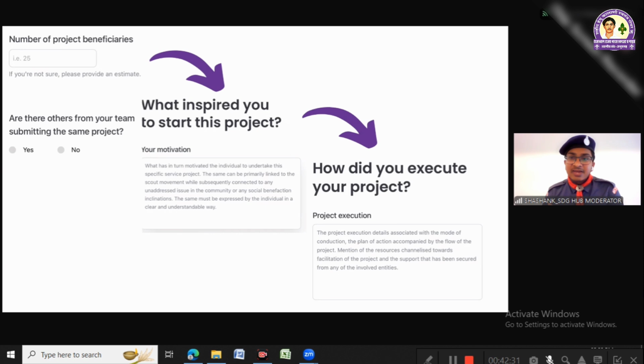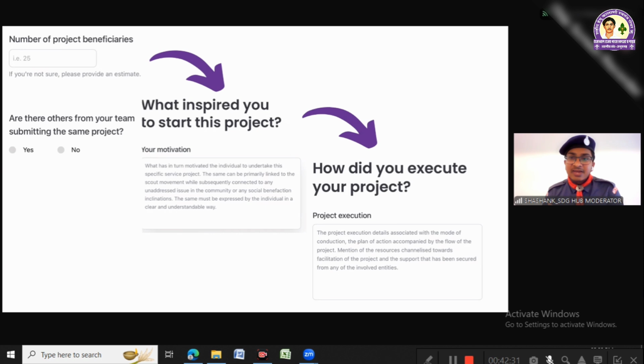Apart from this, you need to write a little bit amount of content on what inspired you to start the project. Many of us on general notice, right? It is scouting. I do agree that, and I also do that.